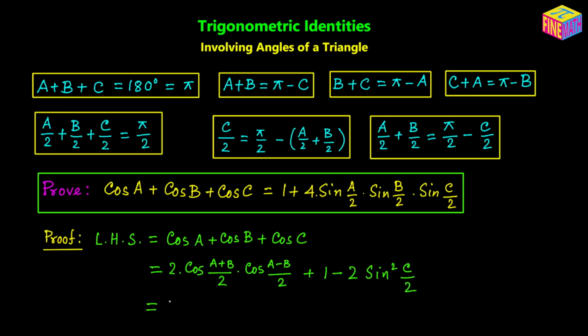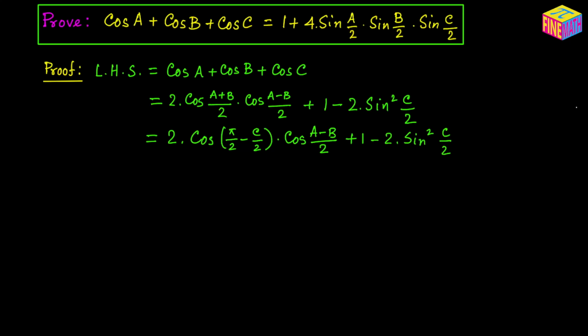from here we can write it as 2 times cosine of (A plus B) over 2, which can be written as pi over 2 minus C over 2. So we can say this is nothing but cosine of (pi over 2 minus C over 2) times cosine of (A minus B) over 2. Next we have plus 1 minus 2 times sine squared of C over 2. And if we simplify this further, then we can write this as 1 plus 2 times cosine of (pi over 2 minus C over 2), which can be written as sine of C over 2.